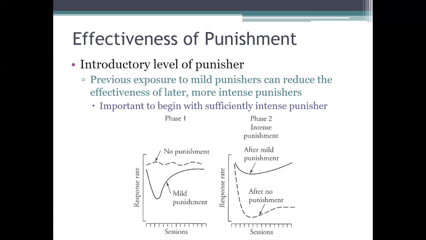So, for example, if you give a pigeon an 80-volt shock whenever it pecks a key, then that will be sufficient. That will be intense enough to make the pigeon stop pecking the key, but only if you use that 80-volt intensity right from the beginning of the punishment process.